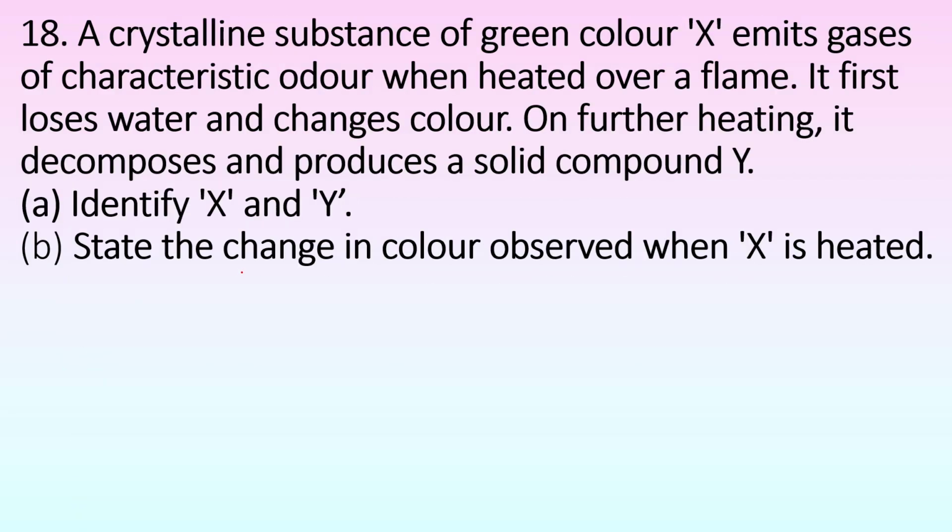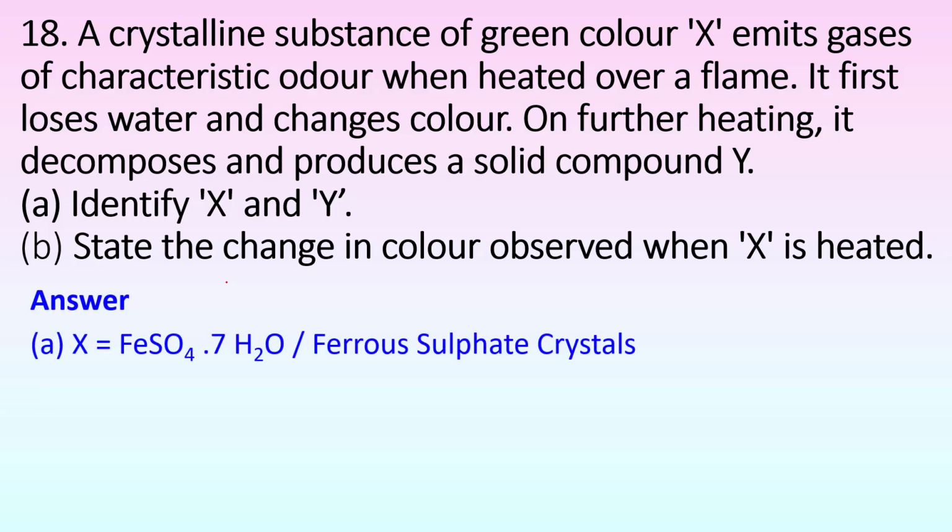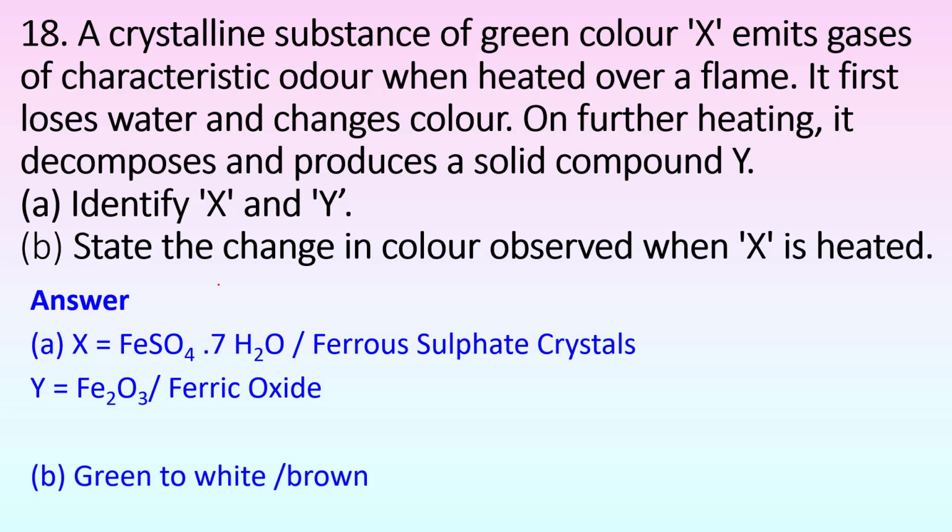Next, a crystalline substance of green color X emits gases of characteristic odor when heated over a flame. It first loses water and changes color. On further heating, it decomposes and produces a solid compound Y. Identify X and Y. State the change in color observed when X is heated. Here X is FeSO4.7H2O, that is ferrous sulfate crystals, and Y is Fe2O3, that is ferric oxide, and the color changes from green to white and then brown.